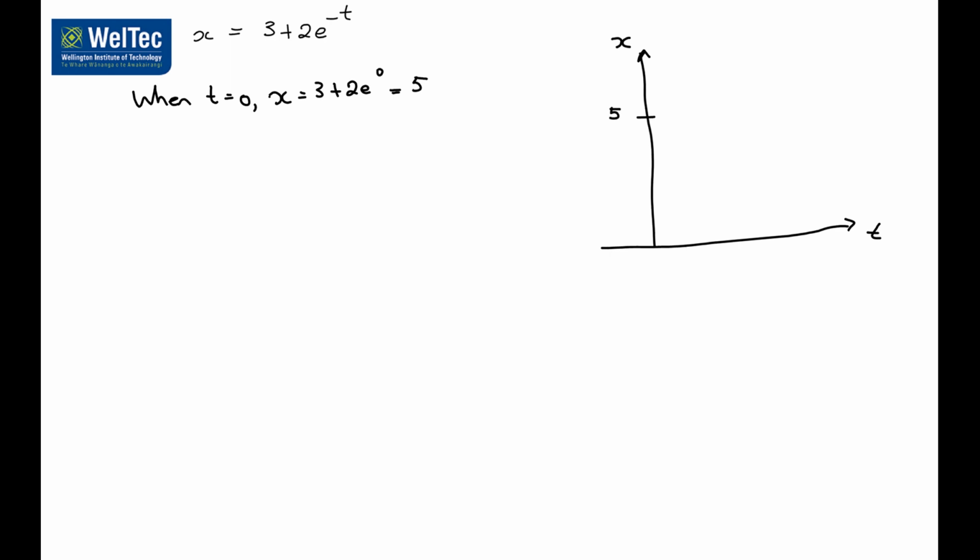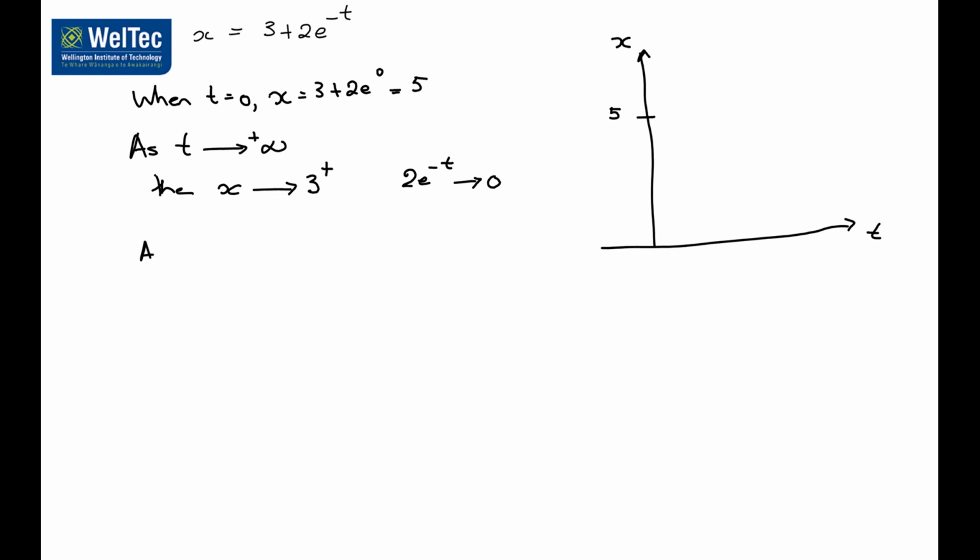Now what we need to look at is, as t is getting bigger, so as t is tending towards positive infinity, t is getting larger, then x gets closer and closer to 3 plus a tiny number, since the bit that we're adding on, 2e to the negative t, gets smaller and smaller and smaller. So we're adding on a very, very small bit. So we're getting closer and closer to 3 from above. That's how we write that.